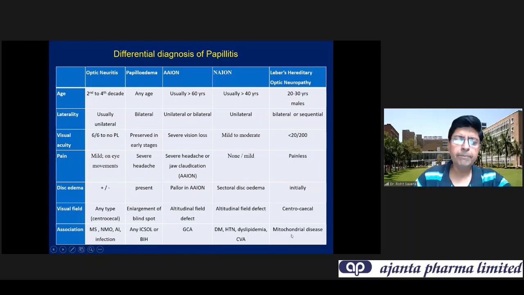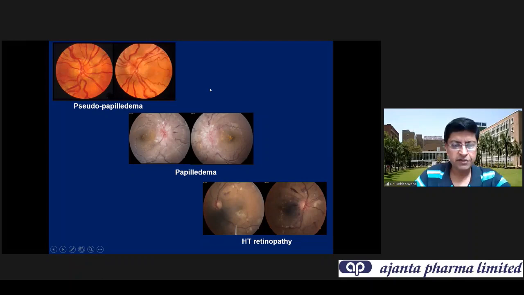So these are the most common differentials that we would keep in mind if we have a patient presenting with unilateral or bilateral disc edema with loss of vision. Just to show you photographs of the disc presentations, because sometimes the disc does tend to give us an idea of what's going on. So this is pseudopapilledema, a patient presenting, often a young patient presenting with headaches off and on.